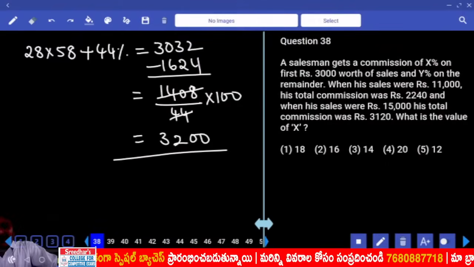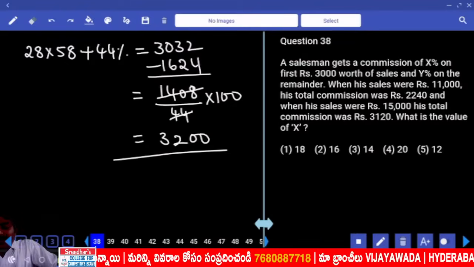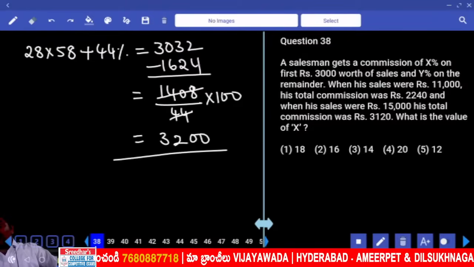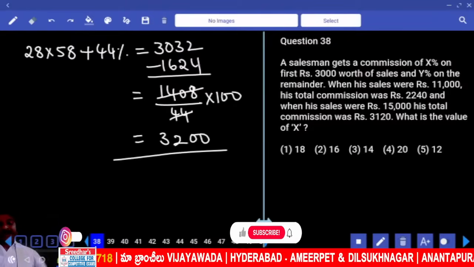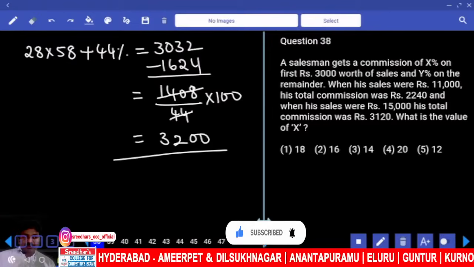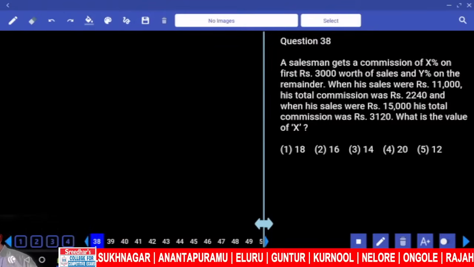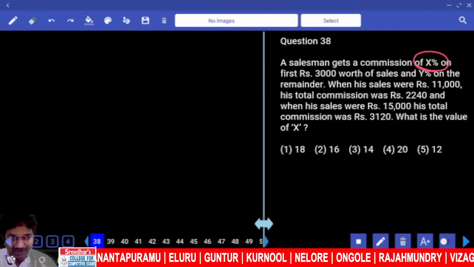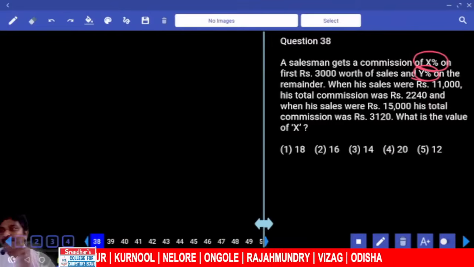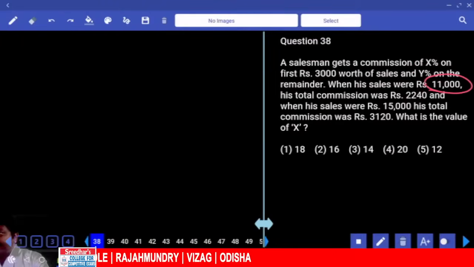A salesman gets a commission of X percentage on the first 3,000 worth of sales and Y percentage on the remainder. When his sales were 11,000, his total commission was 2,240. When his sales was 15,000, his total commission was 3,120. What is the value of X? Okay. Whatever the sale you make, on first 3,000 rupees, he will pay you X%. Beyond 3,000, he is going to give you Y% commission. Is it clear?